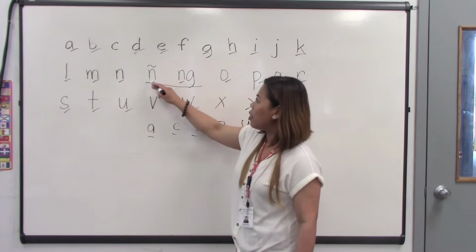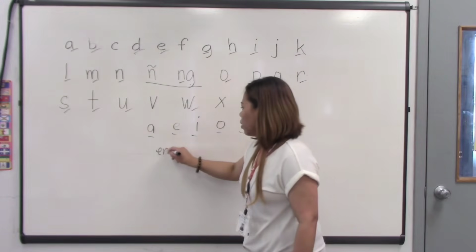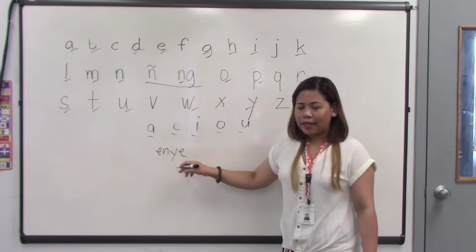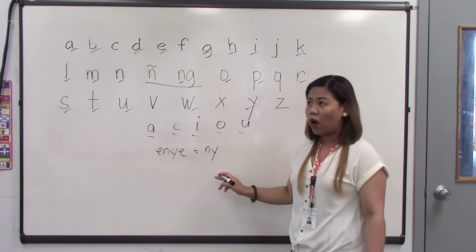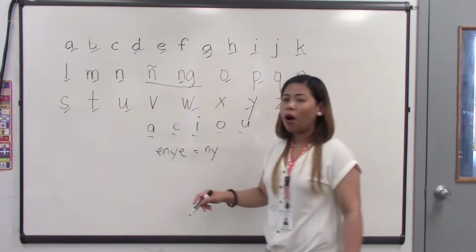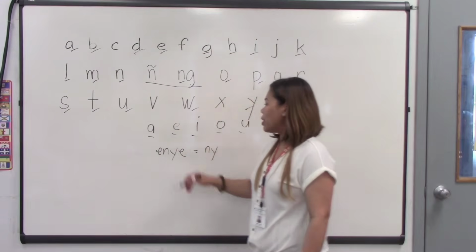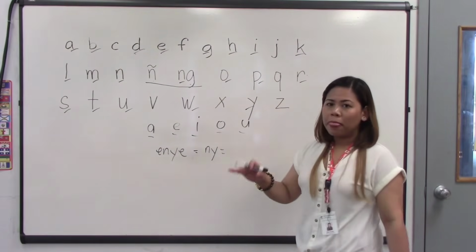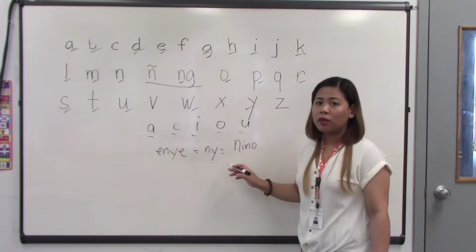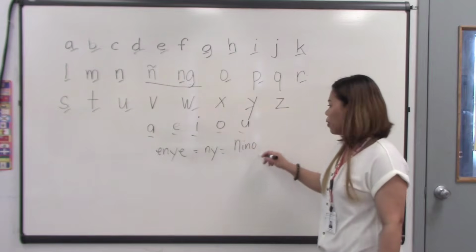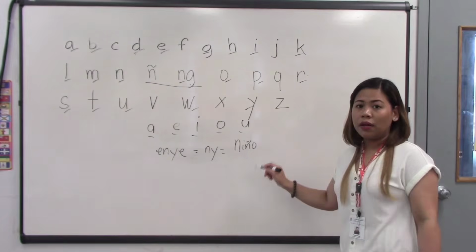This character here, N with a curvy line on top, is what we call Enye. The sound is Nye. It's a combination of N and Y. This character is commonly used in the names of people and places. So for example, a very common name in the Philippines is Niño. Actually, it's from the Spanish word Niño, which means boy. But this one became a very popular name in the Philippines, Niño. So we don't say Nino, it's Niño.